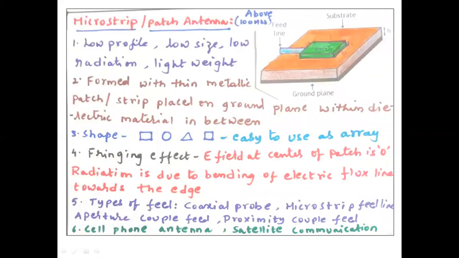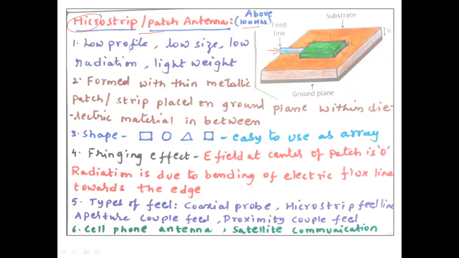Next one is the microstrip or patch antenna. Nowadays these antennas are very, very popular. In the name, micro itself indicates that it is a very small antenna. Its frequency range of operation is above 100 MHz. This is a very, very important point. This is an example of your patch antenna. Here, the shape of the patch can be different: rectangular, square, circle, depending on the application. The patch will be just placed on a substrate, and from this end, the feed will be provided.